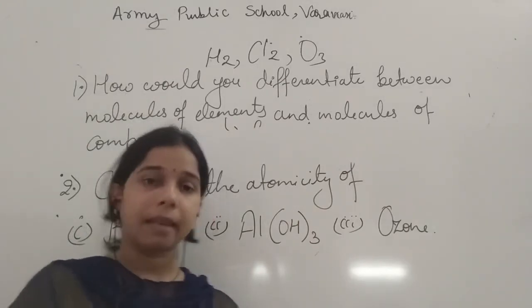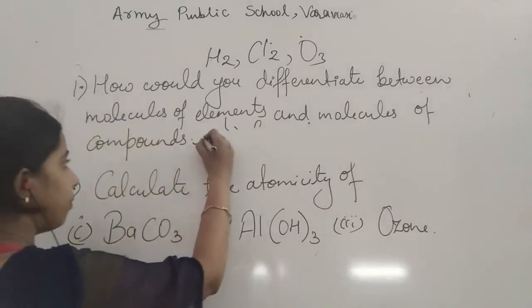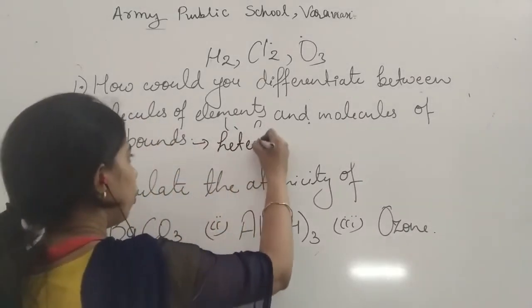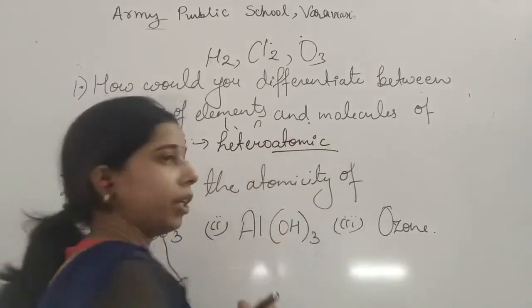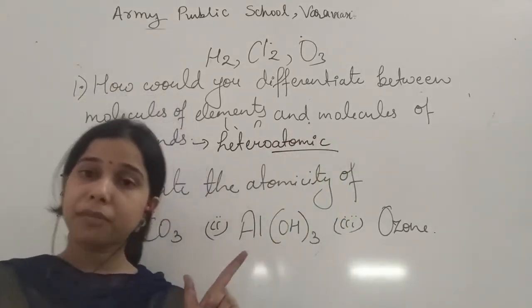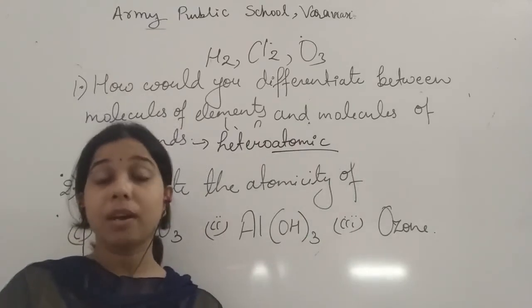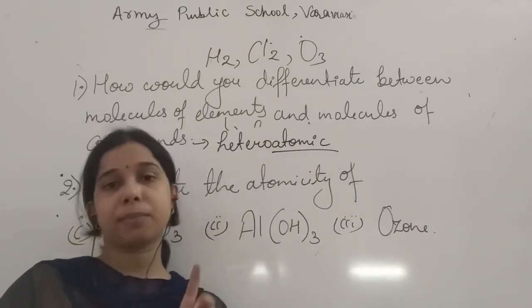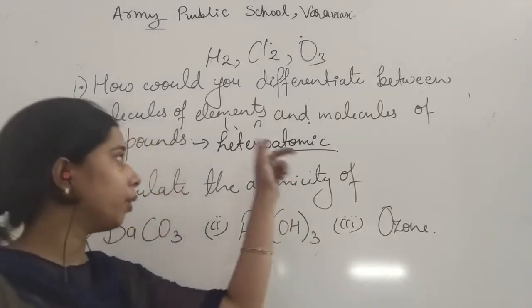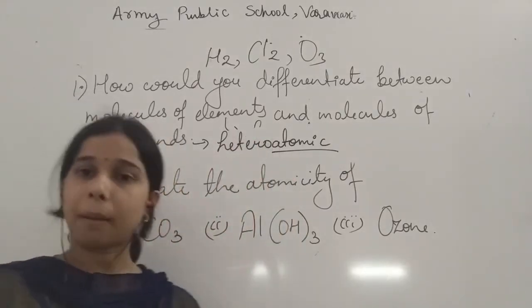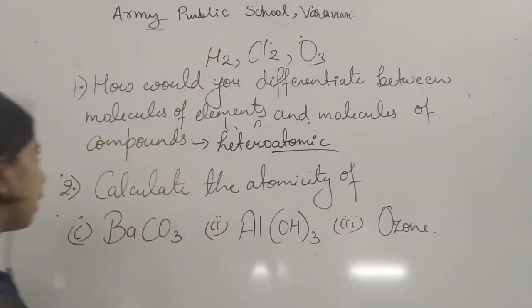So we can say that it is having the heteroatomic molecule of the compound. That one was the homo, here it is the hetero. It means two different types of atoms combine together to form the heteroatomic or the molecule of the compound. We can understand it with the help of an example.